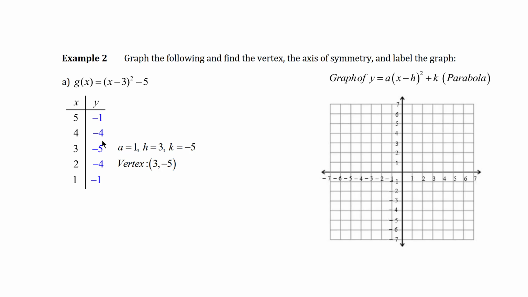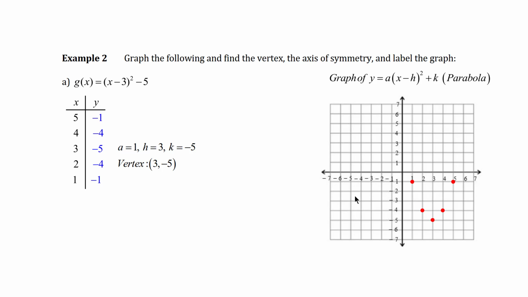Notice here that we have symmetry across the y values. Above negative 5, we have negative 4, negative 1, and below negative 5, we have negative 4, negative 1. The reason why this happens is because parabolas are symmetric across the axis of symmetry. Remember, the axis of symmetry is a vertical line that divides the graph in half and runs right through the vertex. This means that the vertex is in the center of the parabola, so we will always have symmetry around the vertex.